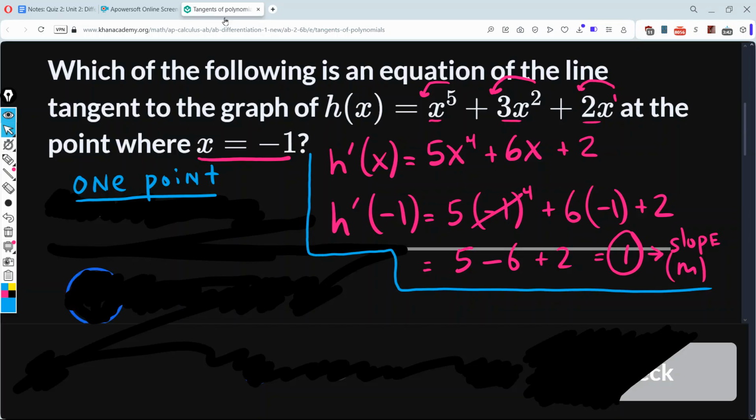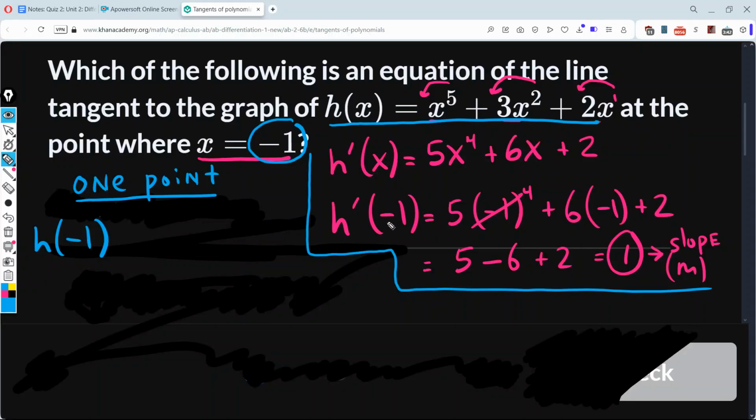We got the slope, and now we need 1 point. How do we find 1 point? Well, here's the original function right here. H of x equals this right here. And the x coordinate is -1. How do we find the y coordinate? Well, you just plug it in. So we're going to do h of -1.